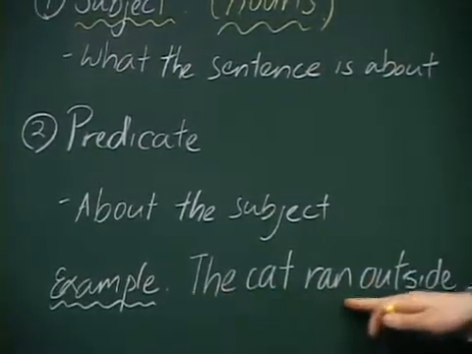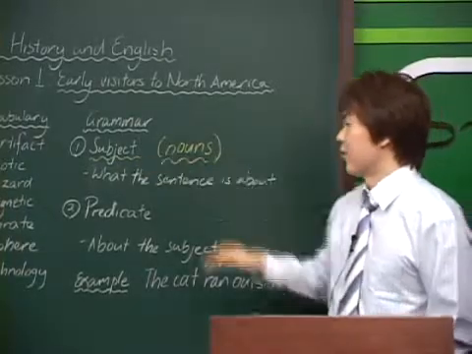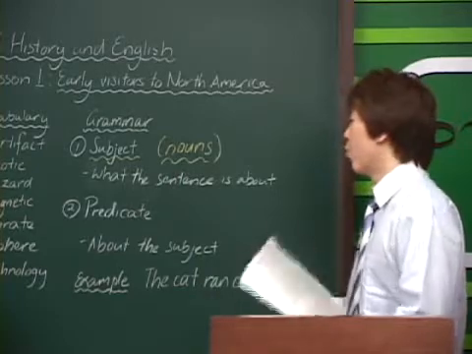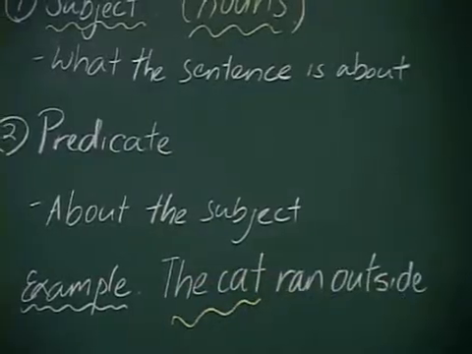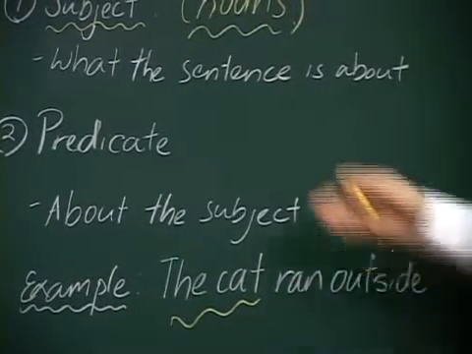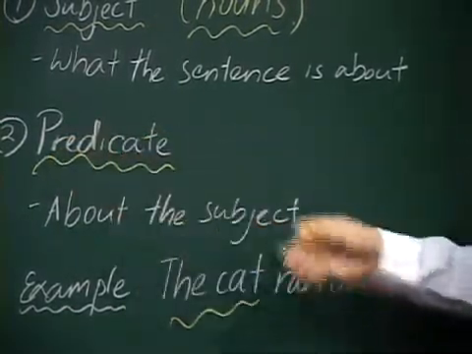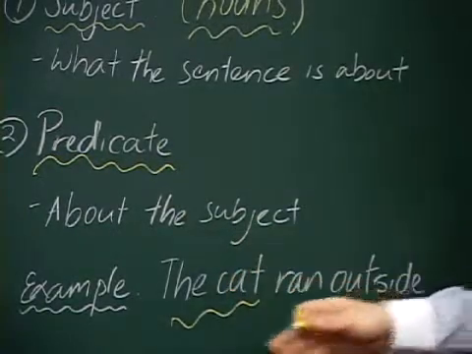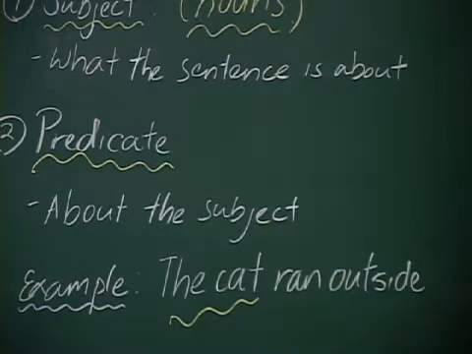The cat ran outside. Now, first of all, the subject. What is the subject here? What is the sentence about? It's the cat, right? We're talking about the cat. Now, what about the predicate? The predicate is about the subject. What do we know about the subject? What is our subject? The cat, right? Now, what do we know about the cat?